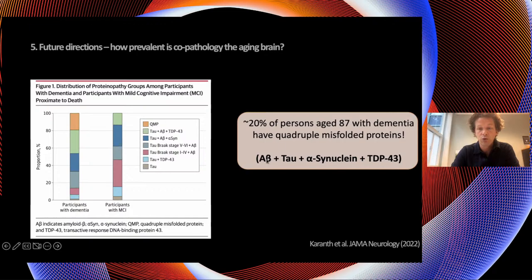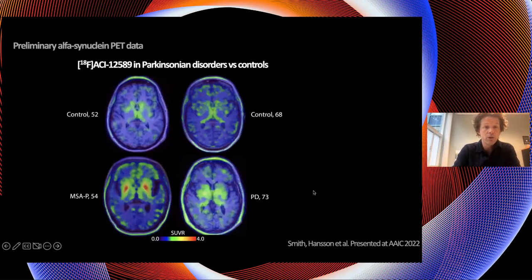And also, of course, amyloid beta and tau we can measure very well with PET. Alpha-synuclein and TDP, that is less the case. Although a recent development in the alpha-synuclein PET data shows some promising preliminary results. This is a new alpha-synuclein PET tracer that was tested in Parkinsonian disorders versus controls.